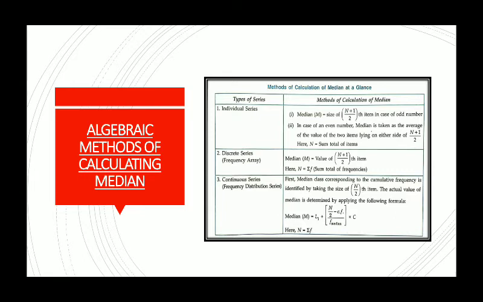Secondly, discrete series, where the variable with frequency is given. For that we need to calculate cumulative frequency, and accordingly we will use the formula given here. The third one is continuous series, where the class and the frequency are given. For that there is a separate method. We will discuss each of these methods with one particular example. So let's see our numerical examples.